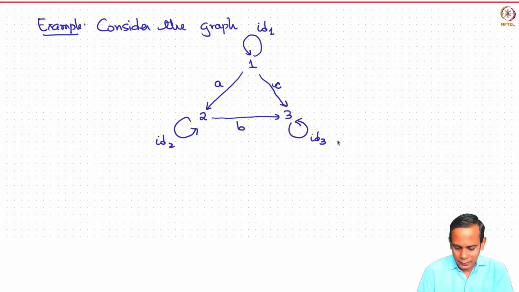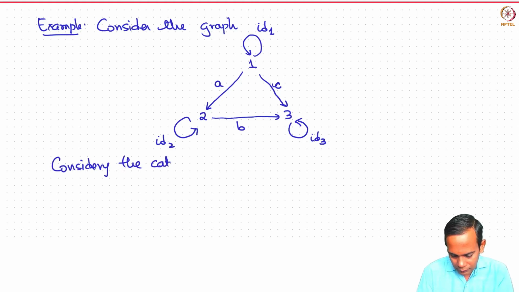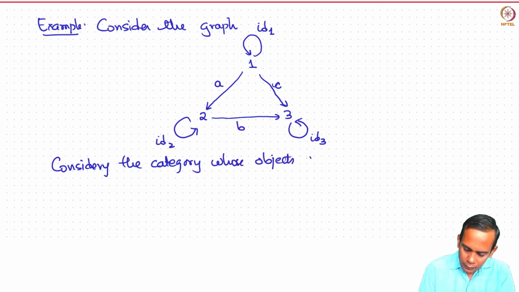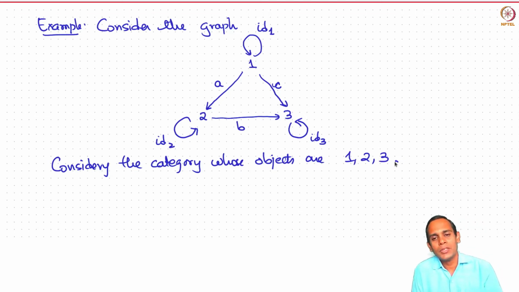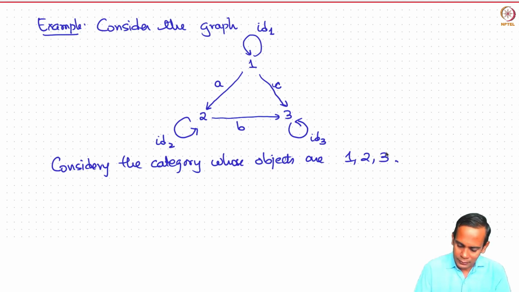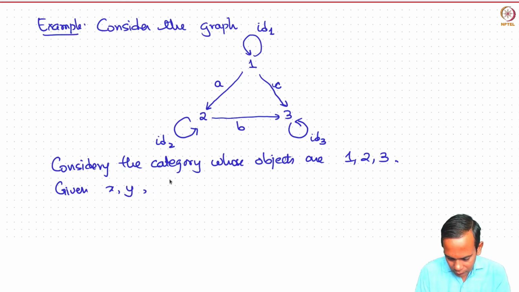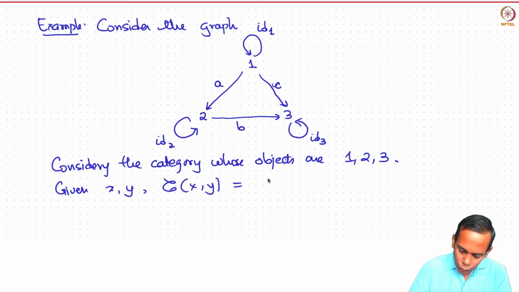You can probably guess the category that I'm going to construct. Consider the category whose objects are the 3 points 1, 2, and 3. So in this case, the objects are again not sets; they are just abstractions, I mean, they're just symbols. And given two objects x and y, C(x, y) is the set of arrows from x to y.